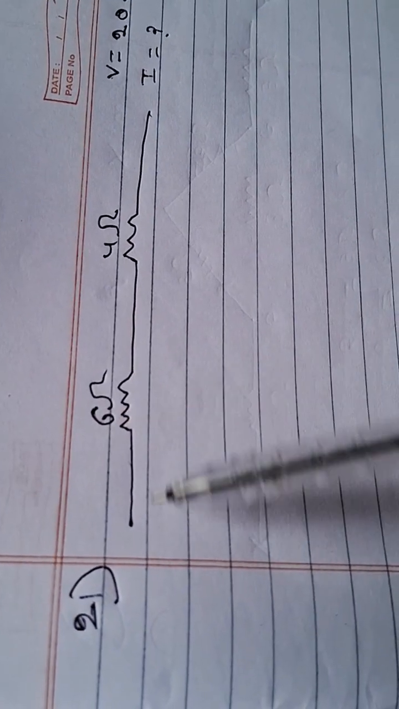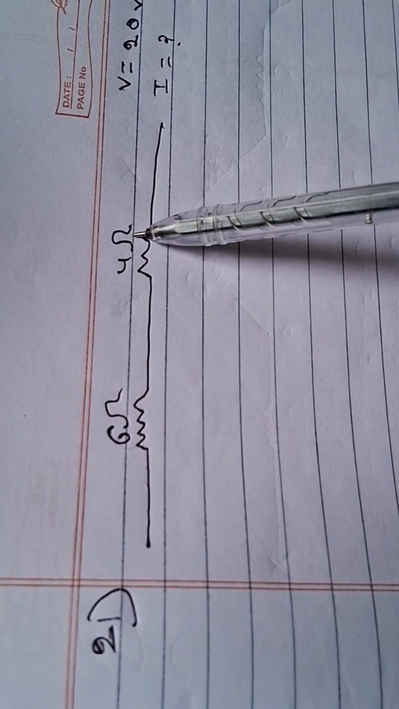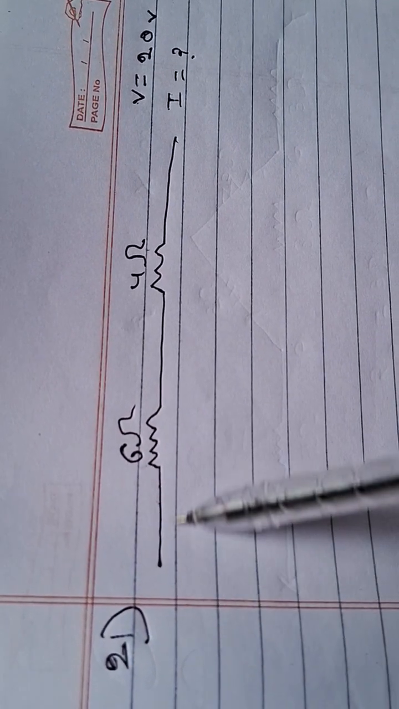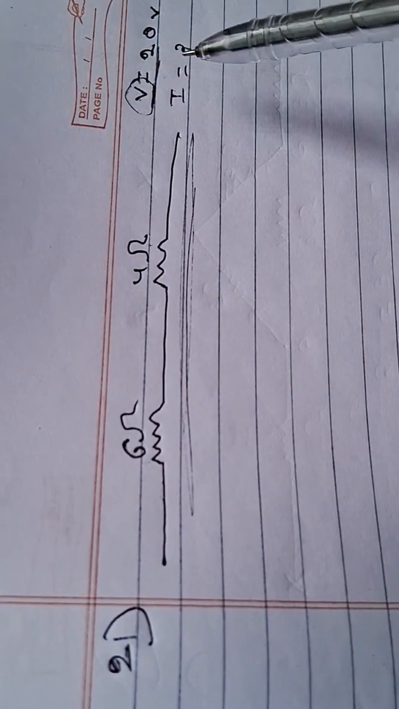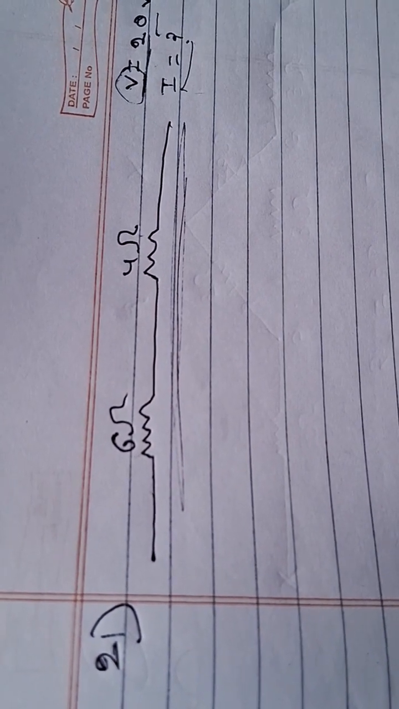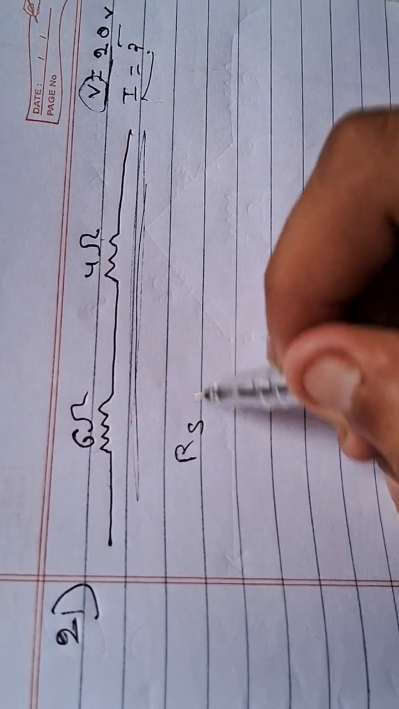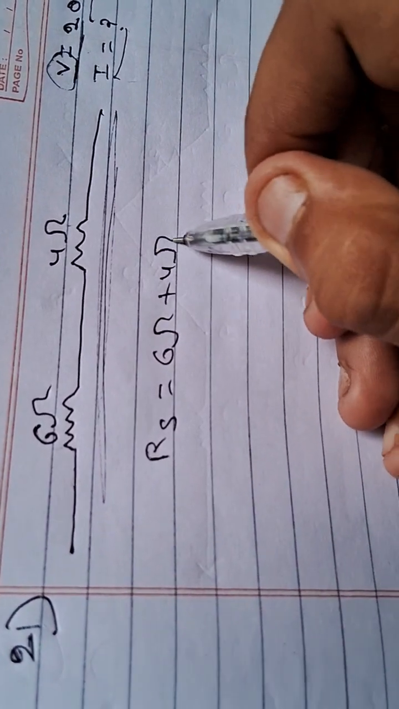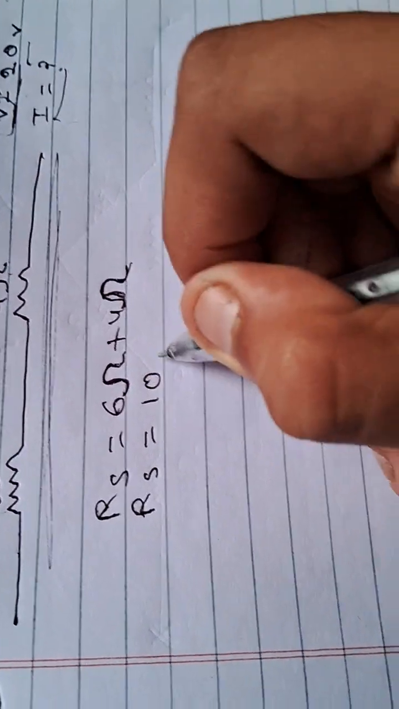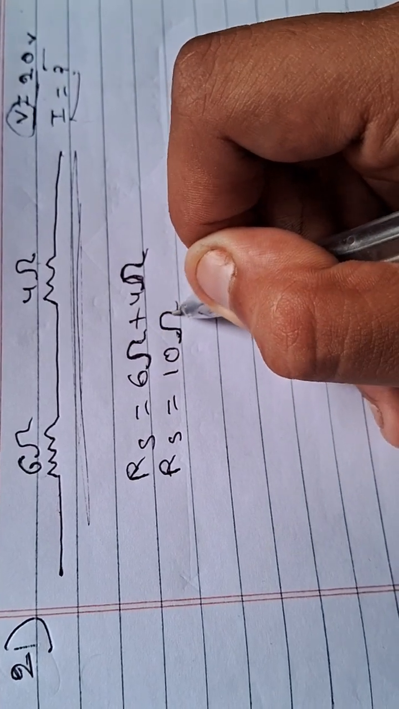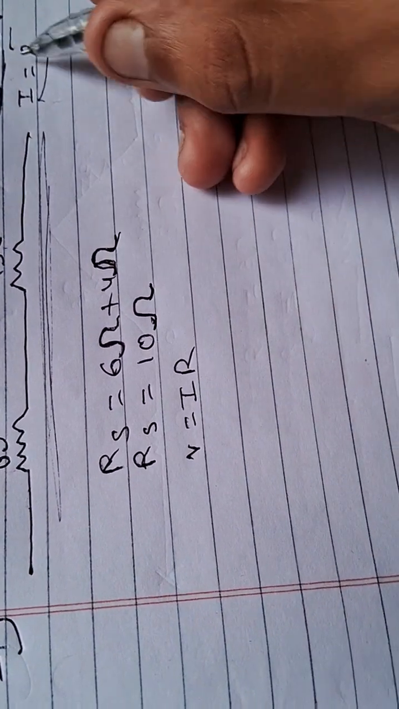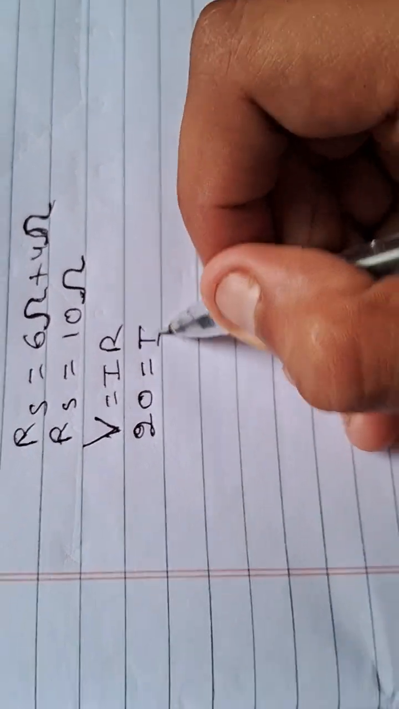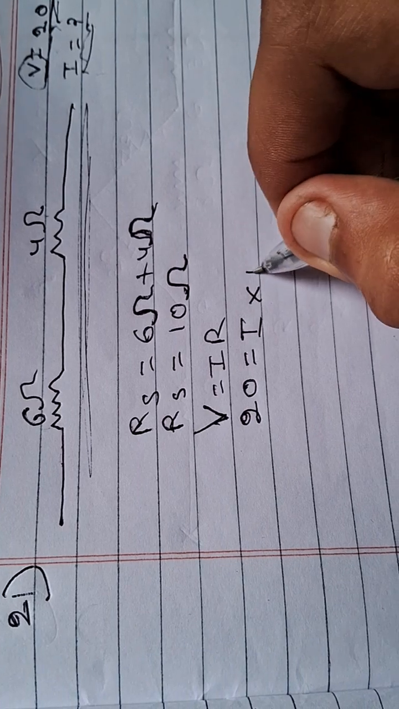So we have given a question. I made it simple that 6 ohm and 4 ohm resistances are connected in series. I have made a diagram. The potential difference is given as 20 and we have to find I. So as you know, in series we have to add 6 ohm plus 4 ohm. So we have got 10 ohm as the total resistance. V is equal to IR. V is 20, I is unknown, we have to find it. Here is the question mark. R is 10.